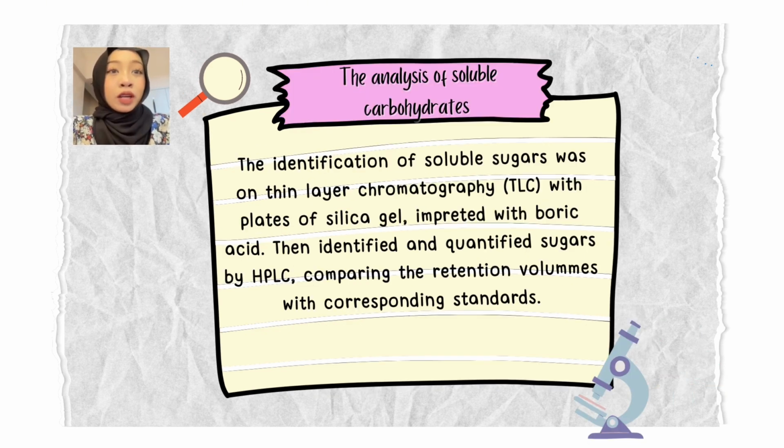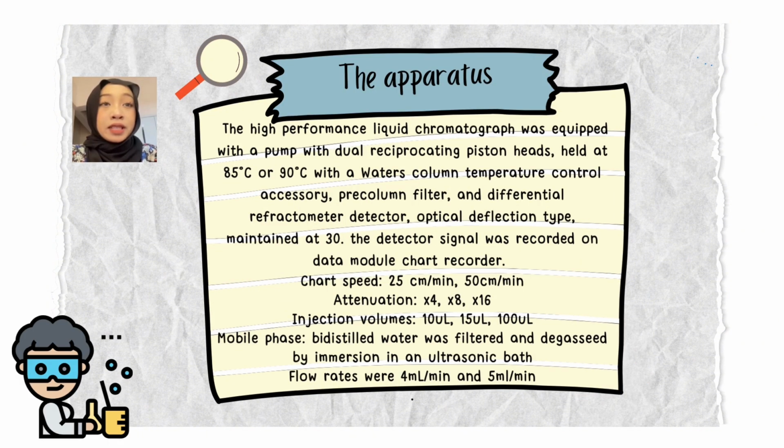The analysis of soluble carbohydrates. The identification of soluble sugars was done on thin layer chromatography with plates of silica gel impregnated with boric acid. Then sugars were identified and quantified by HPLC, comparing the retention volumes with corresponding standards. For the apparatus, the high-performance liquid chromatograph was equipped with a pump with dual reciprocating piston heads, held at 85 degrees Celsius or 90 degrees Celsius with a water column temperature control accessory, pre-column filter, and differential refractometer detector, optical deflection type, maintained at 30. The detector signal was recorded on the data module chart recorder.